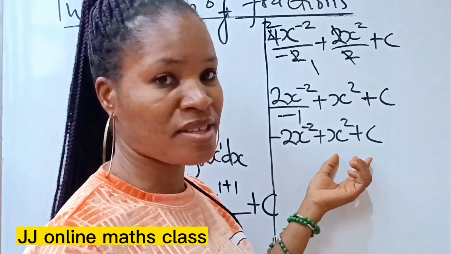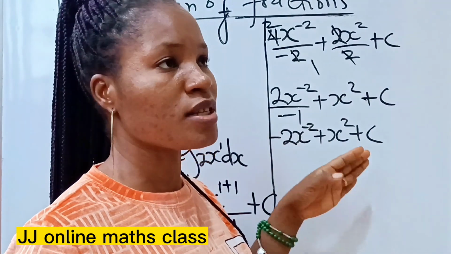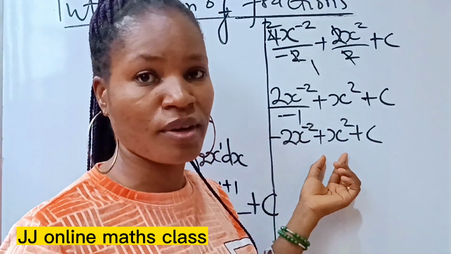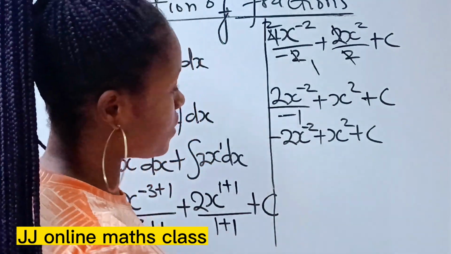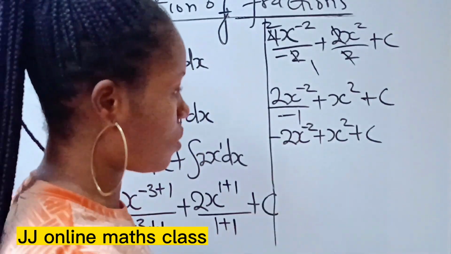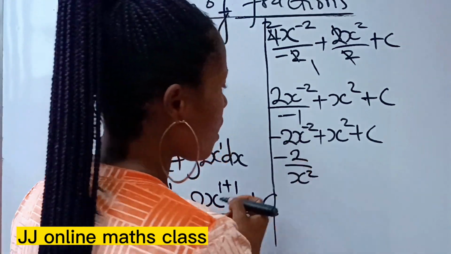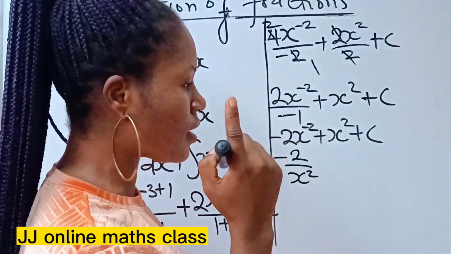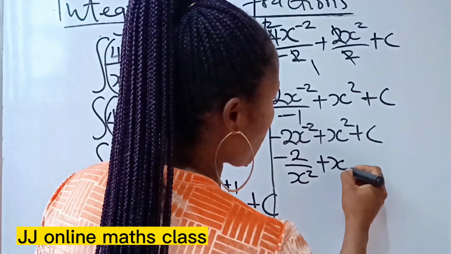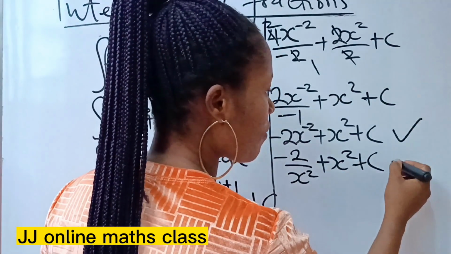This particular solution is correct, but assuming this is an objective question, there is a possibility that this is not going to be the solution. This is not what they will bring out. So what else do you think this might be resolved into? We can write this as minus 2 over x squared. Yes, we can bring this x to the power of minus 2 down by removing the negative sign, plus x squared plus c. So both of these are the correct solutions.